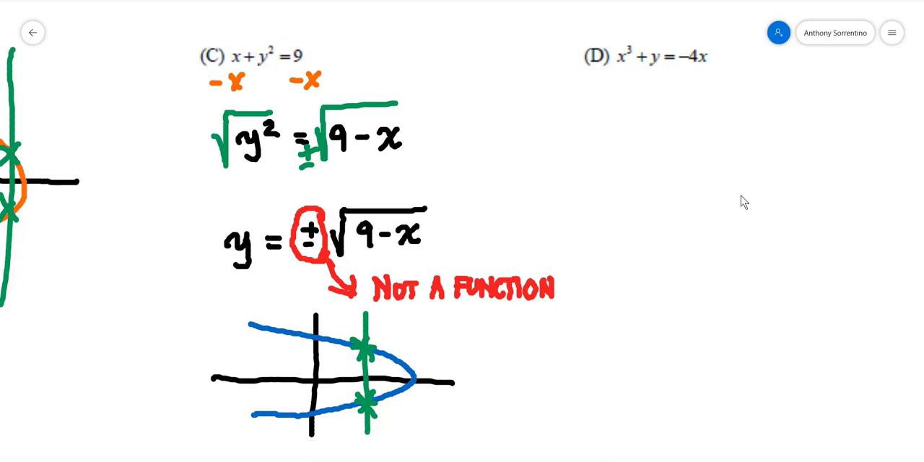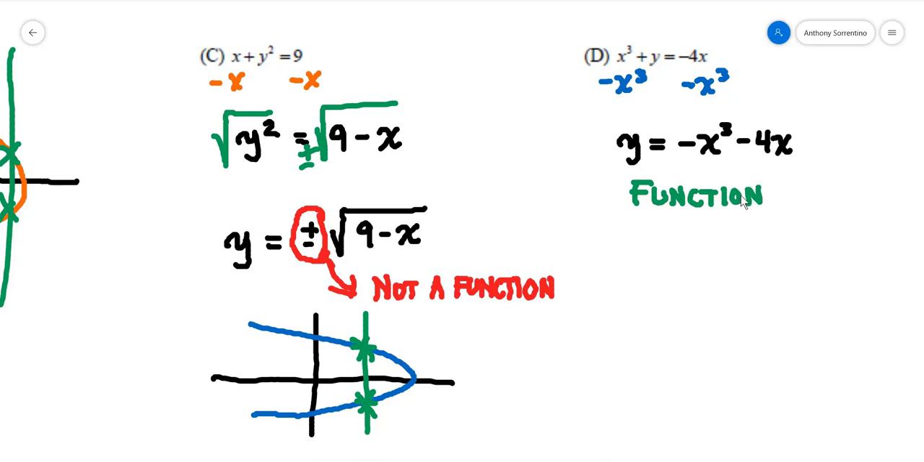Whereas with the last one, in order to get y alone, I would just subtract x cubed from both sides. And my final formula would be y equals negative x cubed minus 4x. As you can see, I had no reason to put a plus or minus symbol in there. And from that algebra alone, that would tell me that that's a function. I was able to isolate the y without having that plus or minus symbol being required.